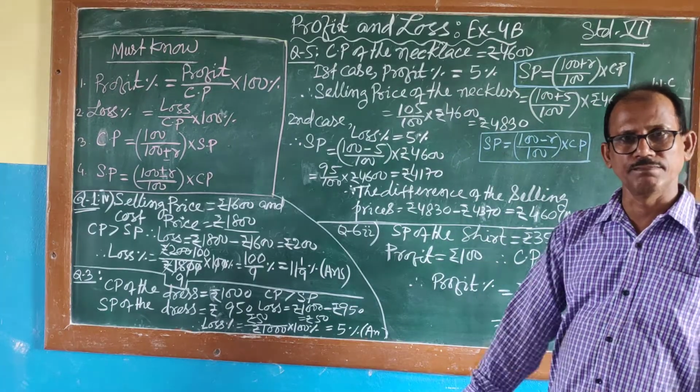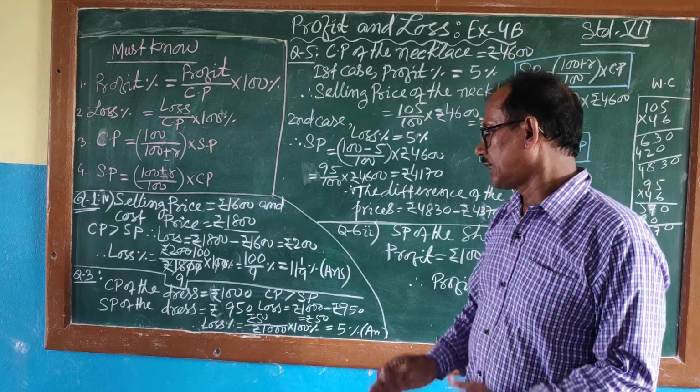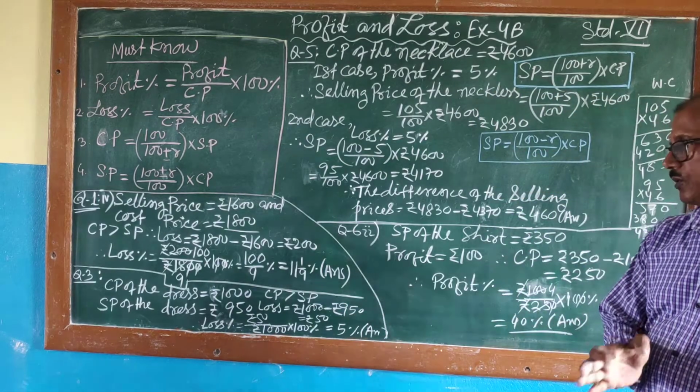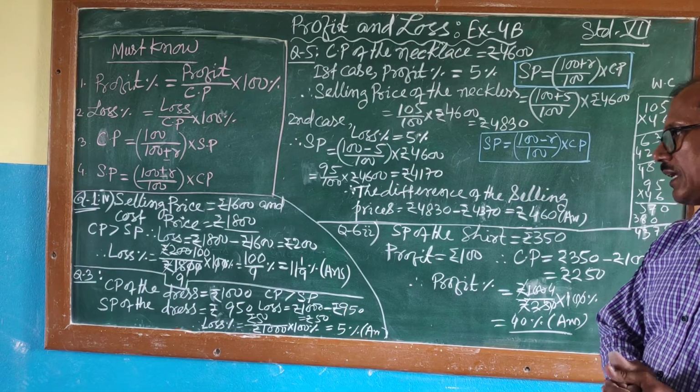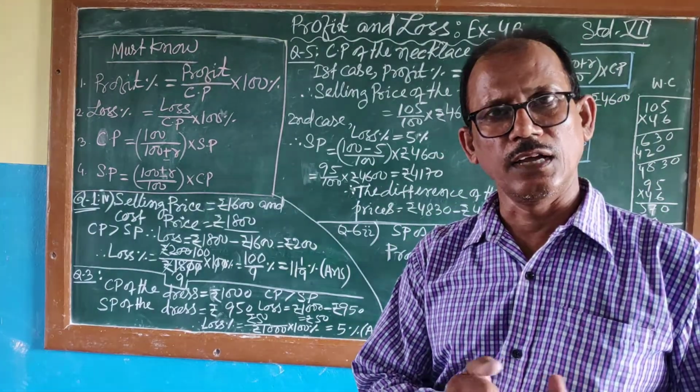That is a very simple sum. Now, moving on to question number 3. There is a dress, the CP of the dress is given to you as 1,000 rupees, and the SP of the dress is given as 950 rupees.